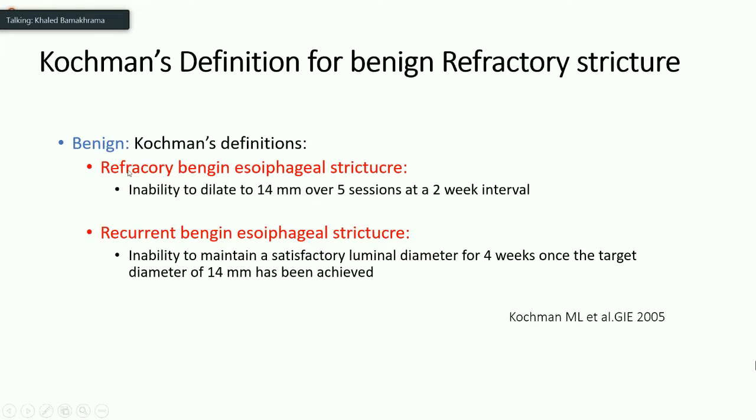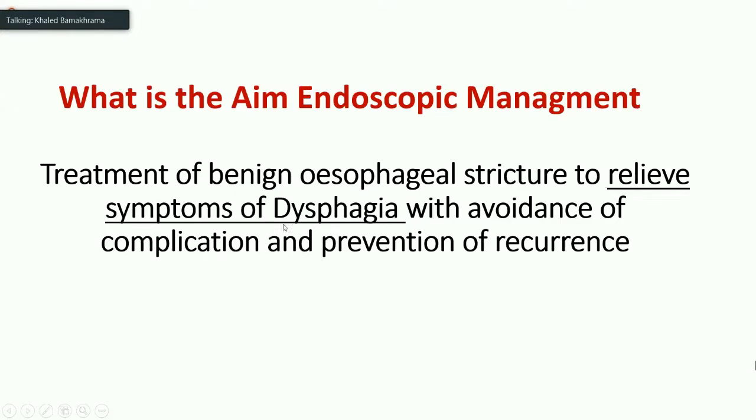The definition of benign refractory esophageal stricture: inability to dilate to 14 millimeter over 5 sessions at 2 weeks interval. And the recurrent benign esophageal stricture, the definition is inability to maintain a satisfactory lumen diameter for 4 weeks once the target diameter of 14 millimeter has been achieved.